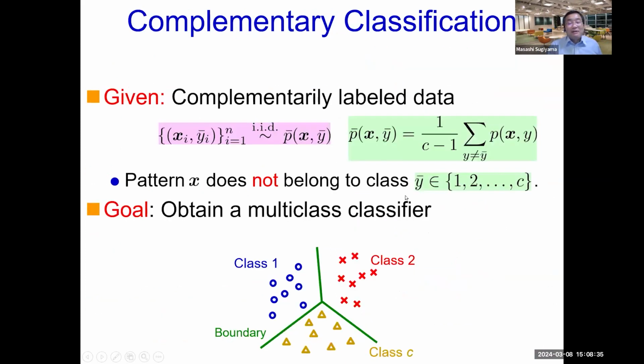Our initial formulation was given like this. We assume that we have some P bar behind, which is actually defined in this way, the average over Y. Then from this P bar, we have IID samples: a pattern and a complementary label. Pattern X does not belong to class Y bar. And from this X and Y bar, we want to obtain a multi-class classifier. So that's the formulation here.